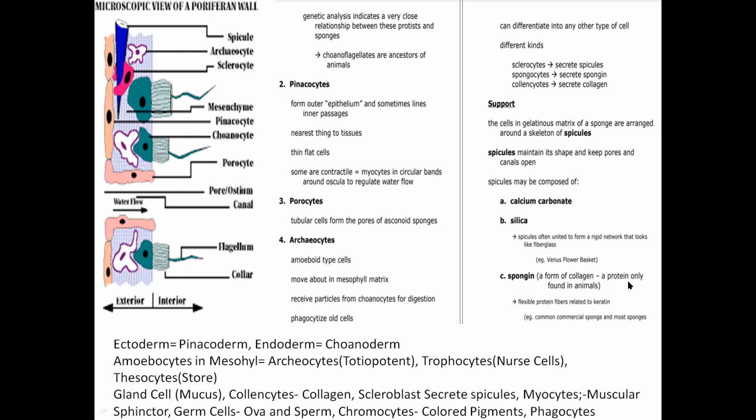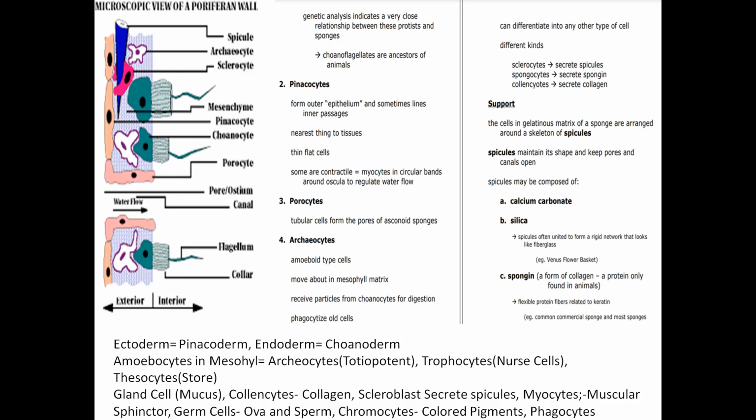Spongin is a form of collagen, a protein only found in animals. It forms flexible protein fibers related to keratin. And spongin is the main part of Euspongia, which is called the commercial sponge. So in commercial Euspongia, the whole sponge is taken out from the ocean. It is dried and the spongin fibers are taken out and used as sponge in the furniture industry.